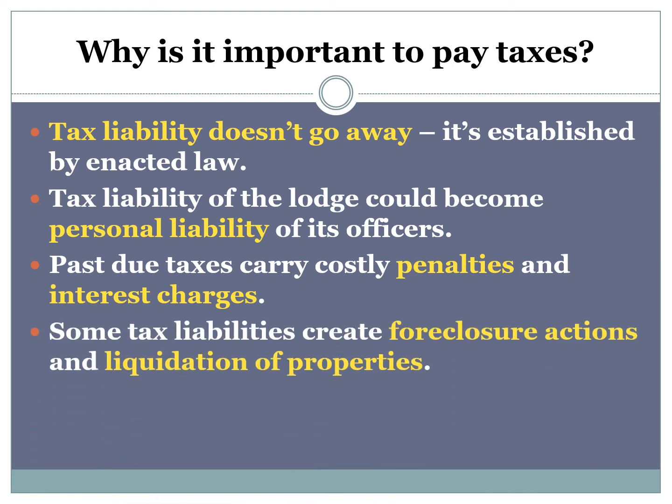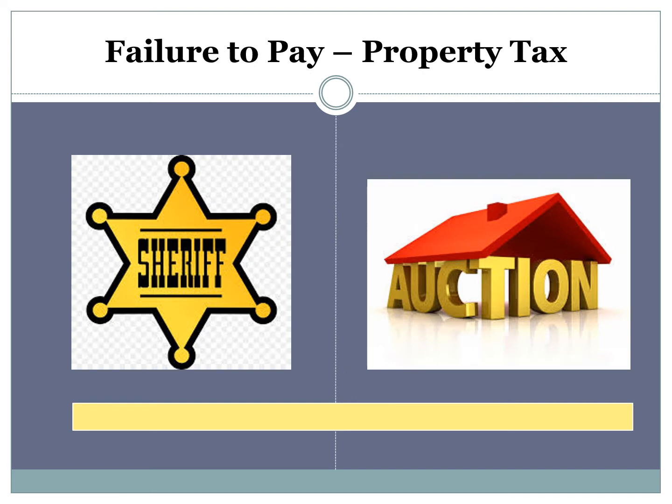Some tax liabilities create foreclosure actions and liquidation of the properties. These are primarily property taxes. And failing to file that 990 can cost you your tax exemption. Therefore, the lodge would owe income tax to the federal government on its gross earnings. We mentioned earlier that typically failure to pay property taxes will end in a lodge property being sold at a public auction. There is no reason for a lodge not to pay its property taxes timely.